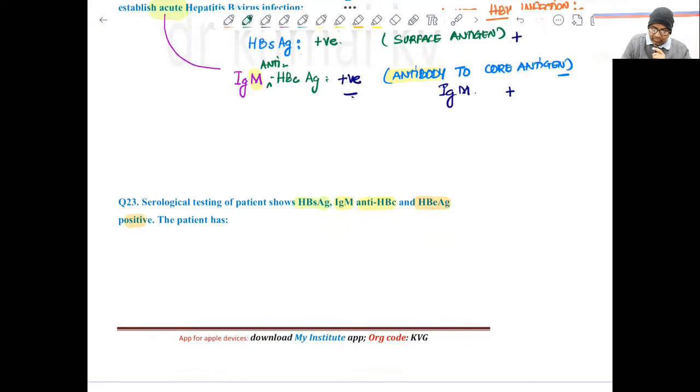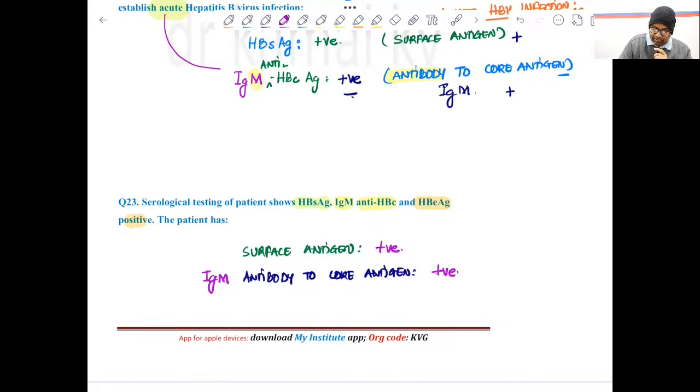So if we just write it down, surface antigen, this is positive, right? Then IgM antibody to core antigen, this is also positive. And then envelope antigen, this is also positive. Clear? Now, what does this indicate?